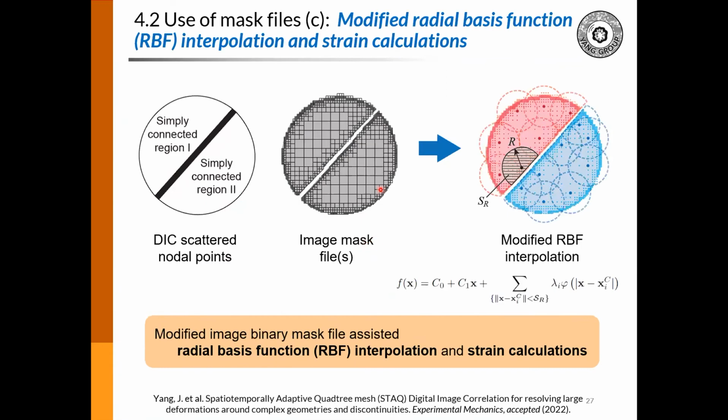Once I solve this problem, for each nodal point I solve the deformation field, and I do the subset splitting automatically. Here there's some geometry where you have a crack, so there's region 1 and region 2. I also use this mask file for the interpolation. Because once you solve this problem and get the displacement field, next you may also want to compute the strain fields, right? Strain fields are spatial derivatives. So here I use the method called radial basis function.